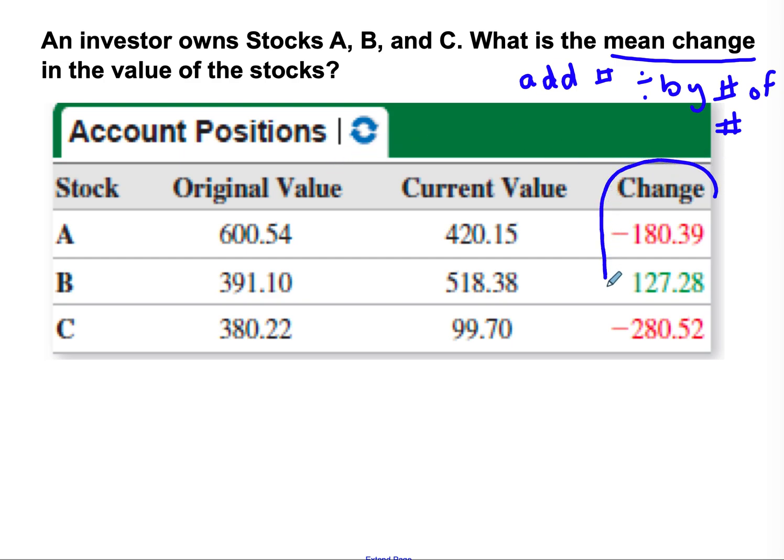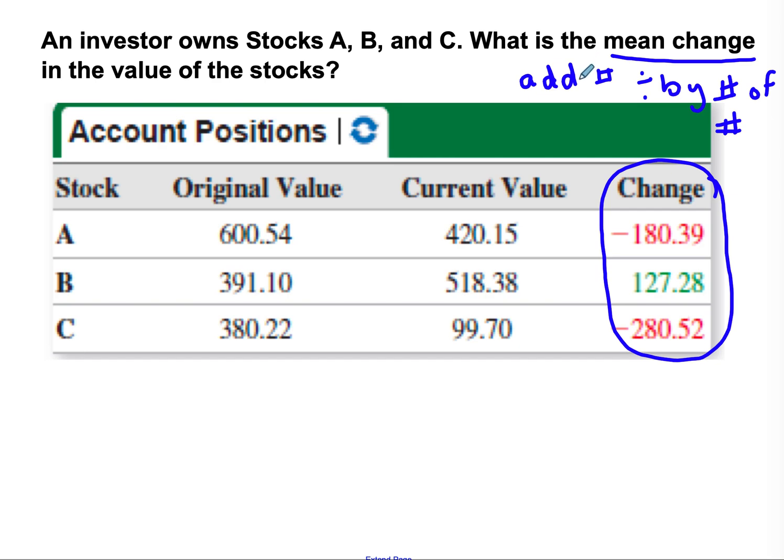So even though there's a bunch of information in this account picture, we're really just looking at the mean of the change numbers. We've got some red ones that are negatives. That means the current value went down. And then we have one that's positive, which means the value went up. Okay, so the first thing we need to do is add our list of 3 numbers.